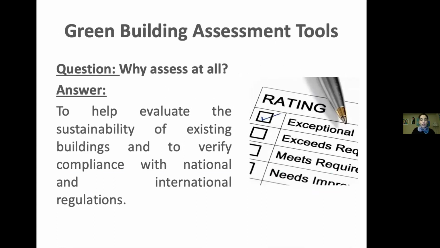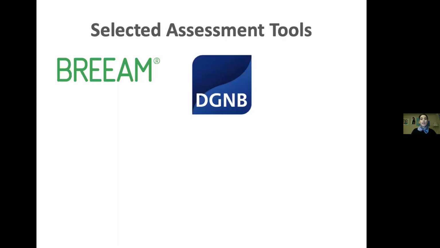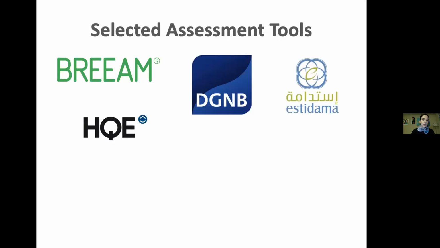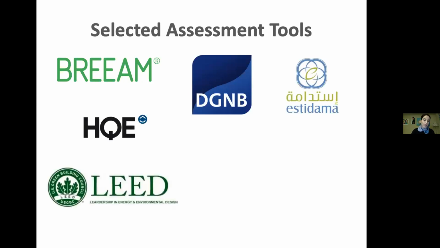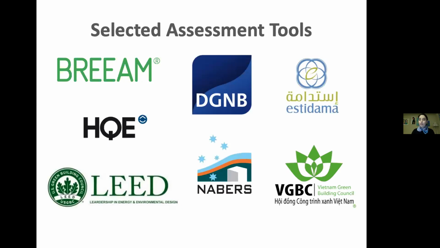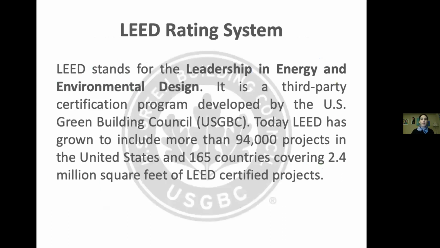They have to follow international tools, and these tools can decide if their buildings are actually green or just a conventional building. So these are a selected assessment tools. BREEAM is the British system used by the UK. There is Estidama in UAE, HQE in France, I believe. LEED is the American rating system by the US Green Building Council. And there are so many other rating systems. I'm just showing you a few examples of them.